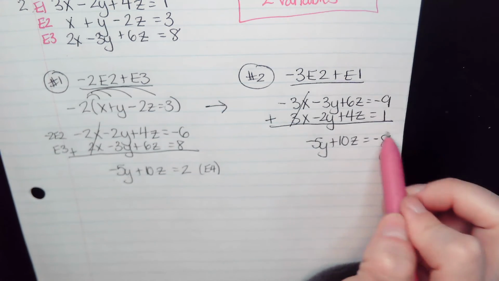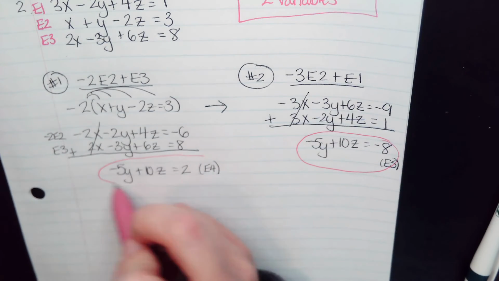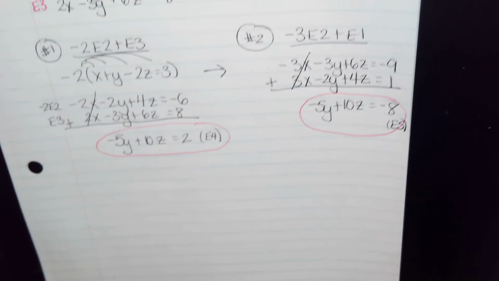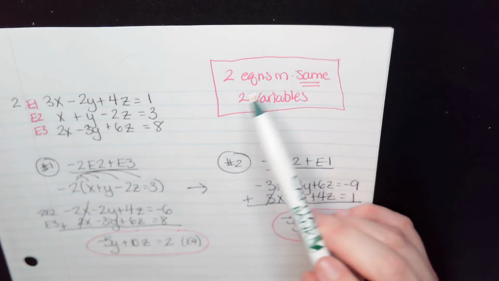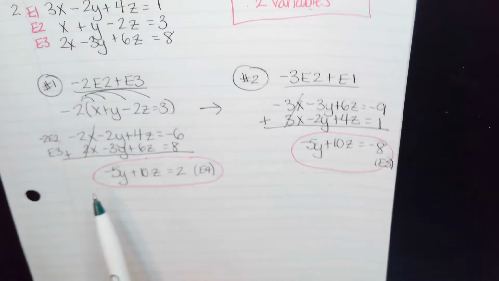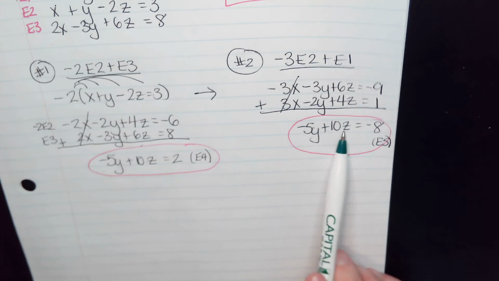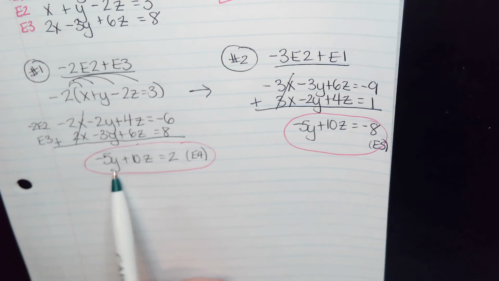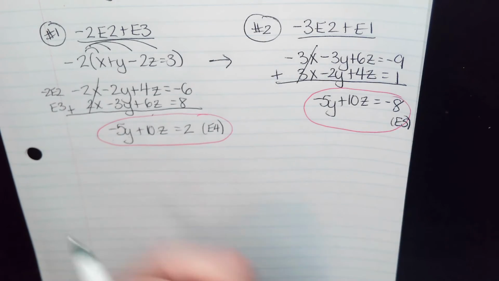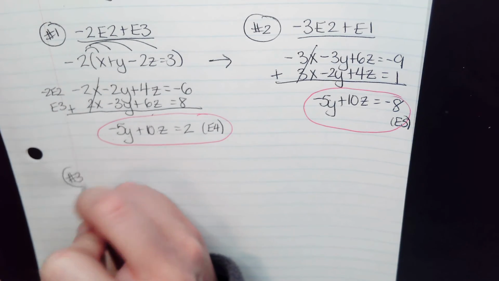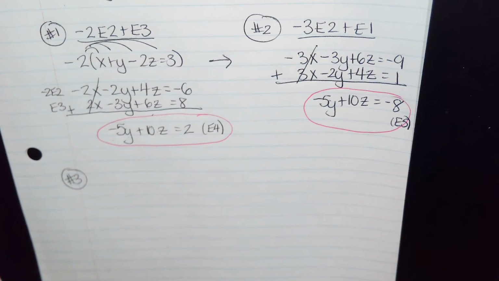So now I have these two equations, both in x and y. So two equations in the same two variables. Both of them have a y and a z. I think I maybe said x and y before. I meant y and z. I eliminated x from both of them. All right, pause your video here and see if you can eliminate either the y or the z now.